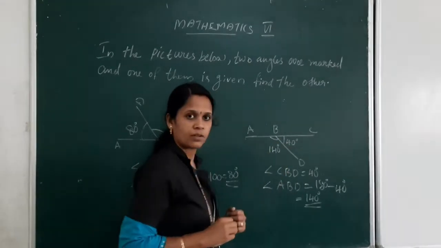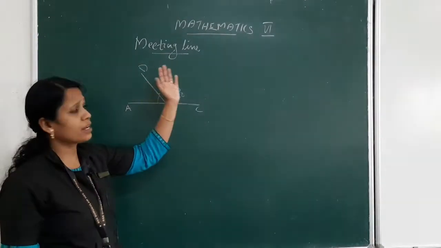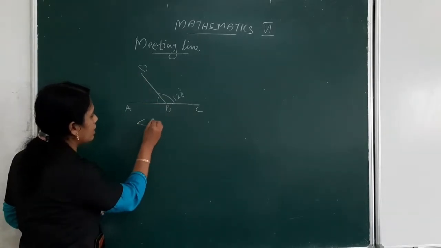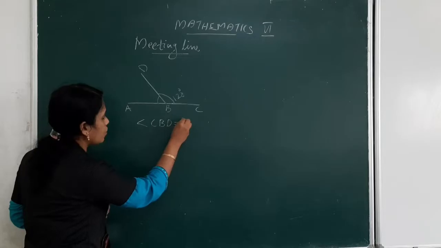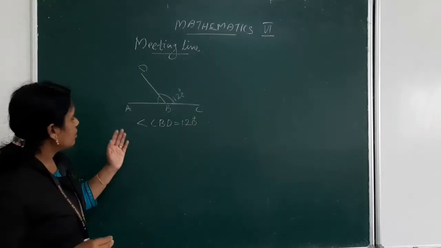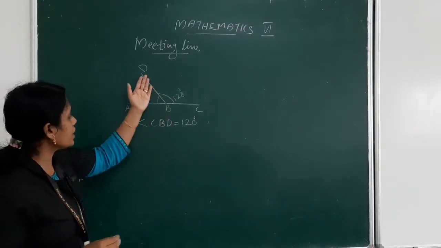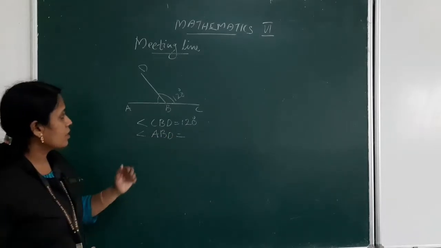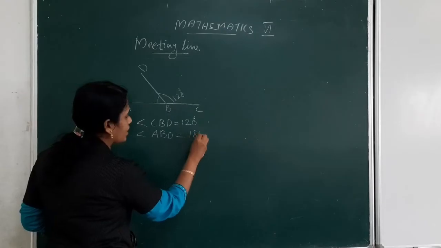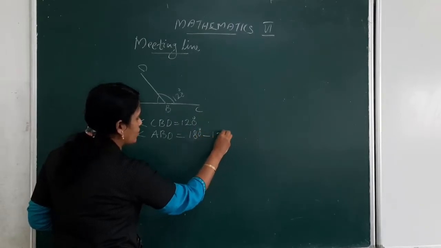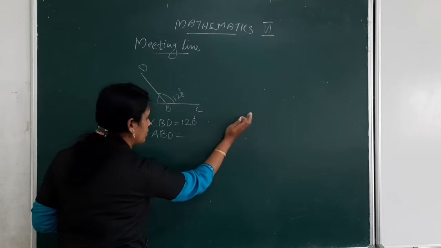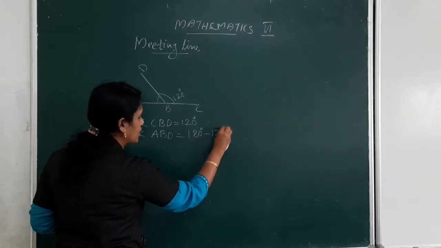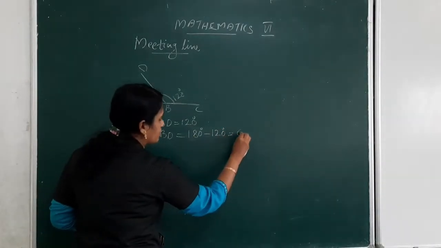Okay, next topic is meeting line. Here angle CBD is equal to 120 degree. So what is angle ABD? Angle ABD is equal to, yes, total 180 degree. 180 degree minus 120 degree is equal to, yes, 60 degree.